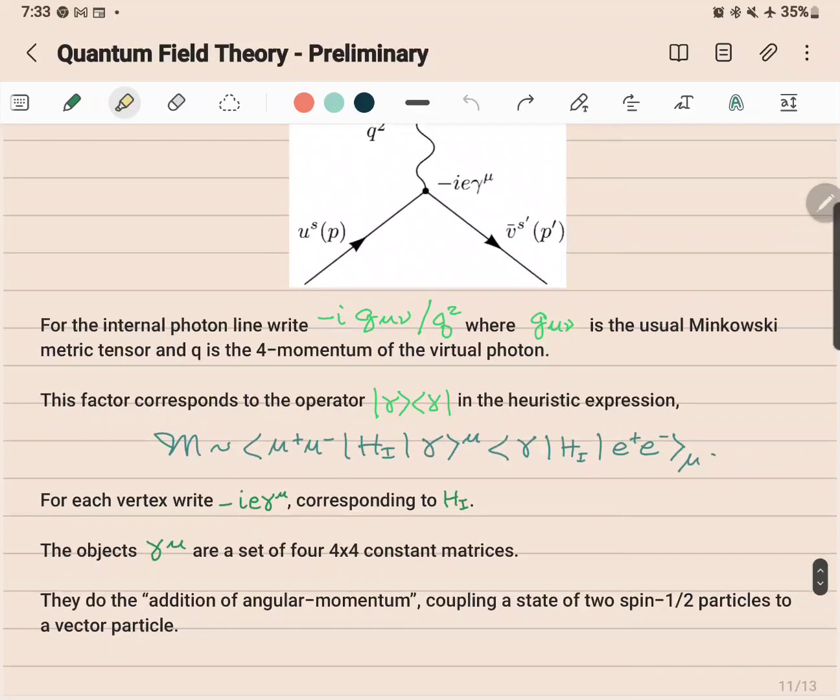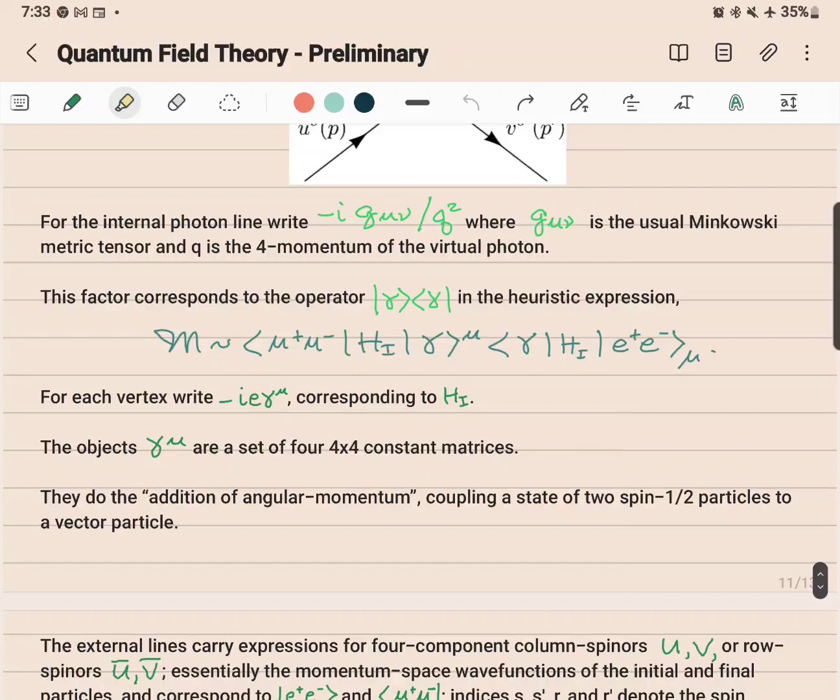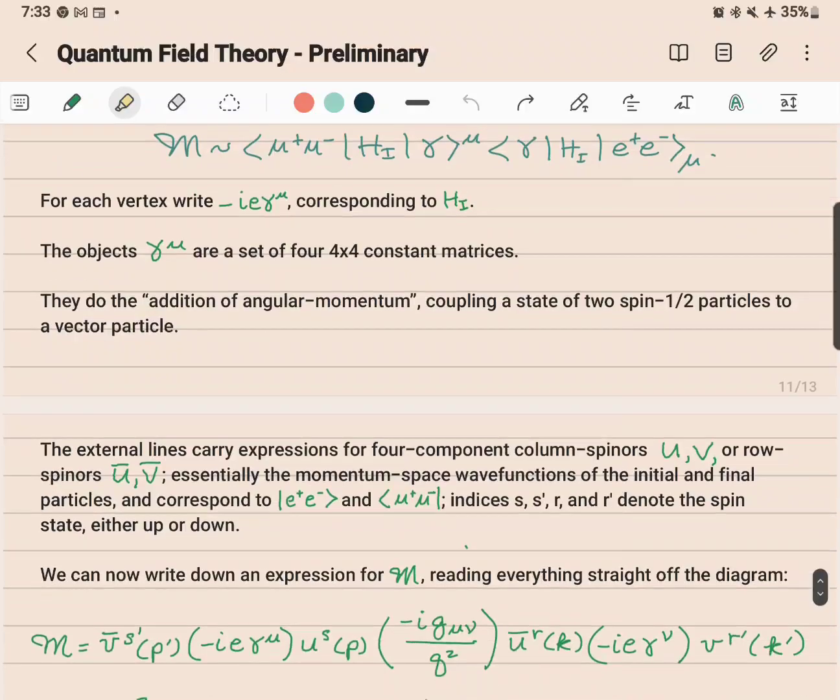The objects gamma mu are a set of 4 by 4 constant matrices. We will know that later on. They do the angular addition of angular momentum, coupling the states of two spin 1/2 particles to a vector particle.